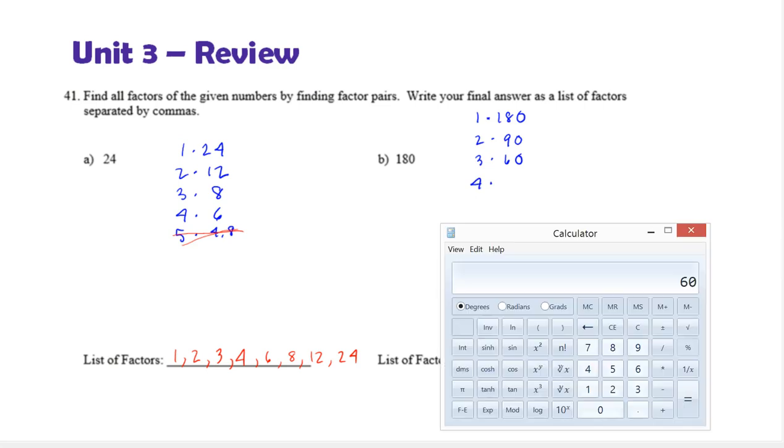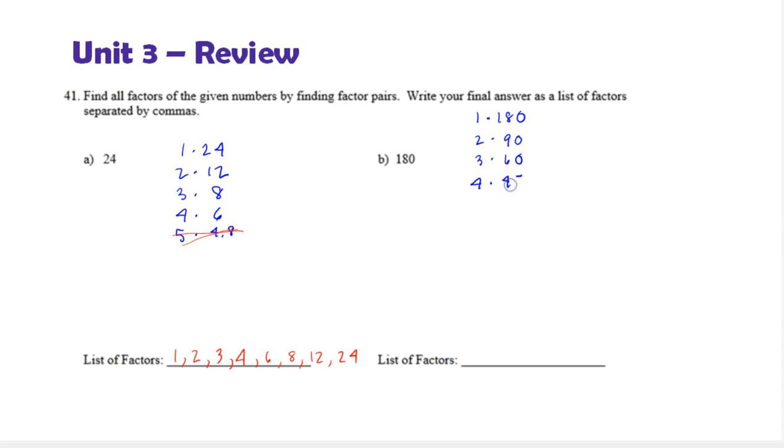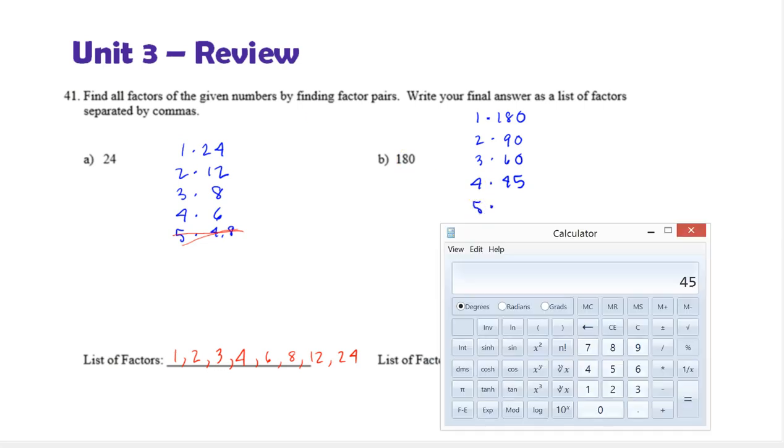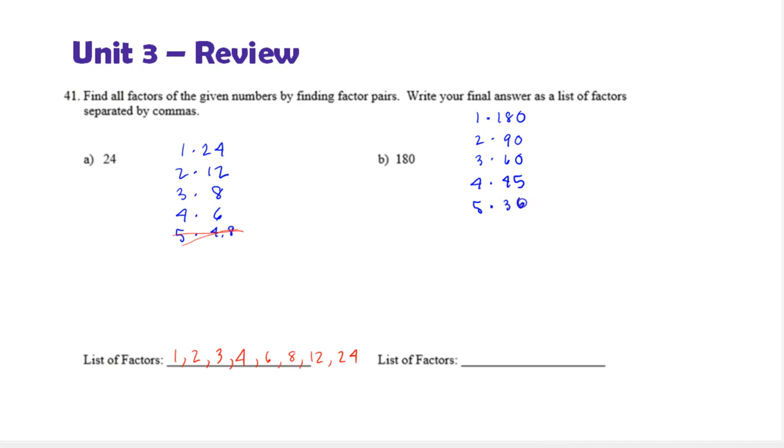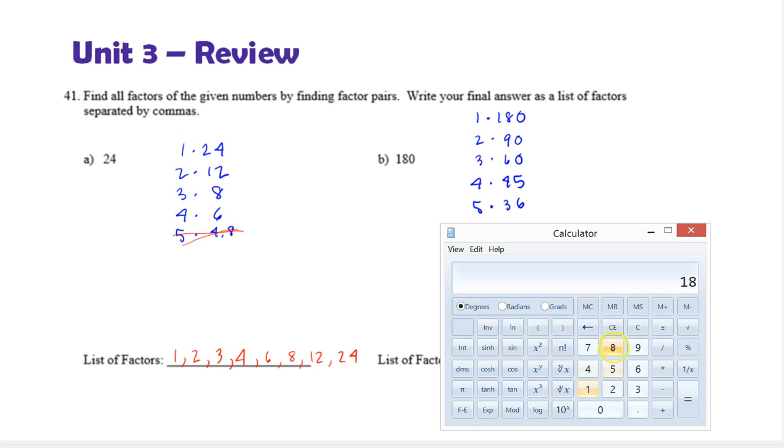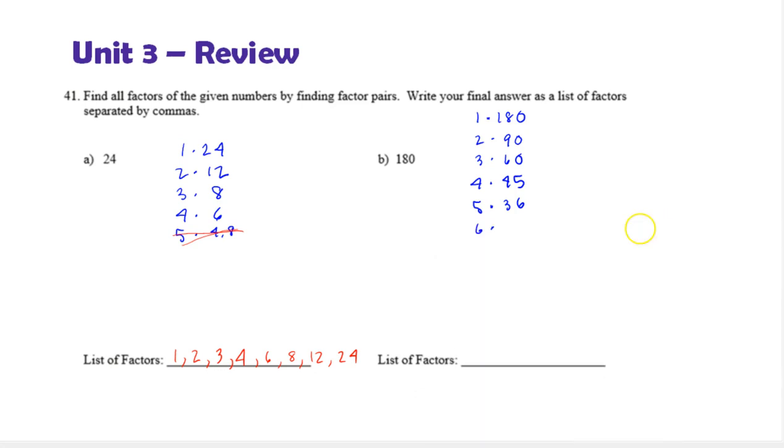Let's try 4. Is 180 divisible by 4? And yes, it is. It's 4 times 45. It's going to be divisible by 5 because it ends in 0. So let's try that. We get 36. Is it divisible by 6? So these have a lot of factors. 180 divided by 6 is 30. Okay. Notice I'm going to keep going. These numbers are still a lot smaller than these numbers.